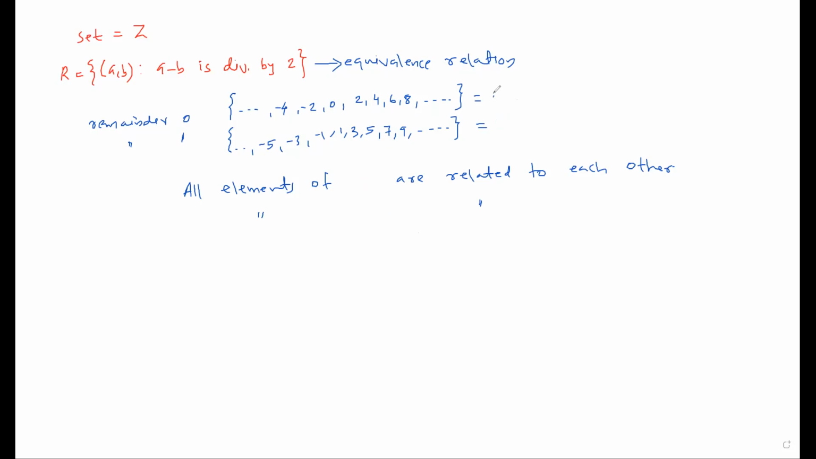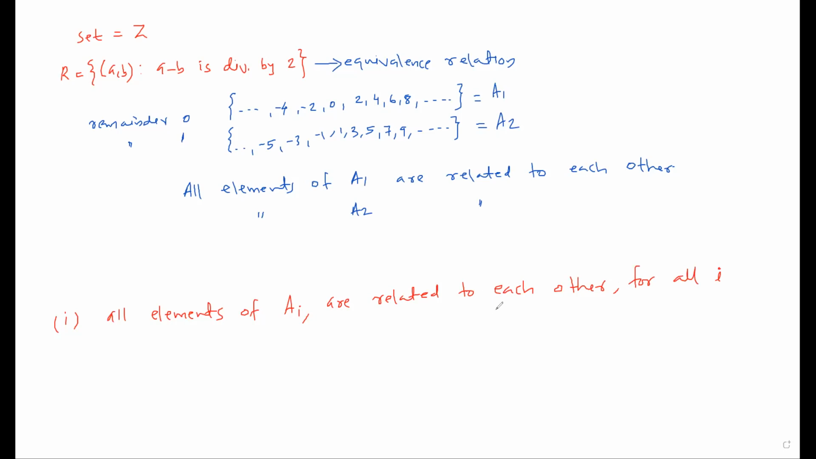You can give A1, A2. So here एक specialty ऐसे हमने देखा है कि all elements of Ai means A1, A2. There are 2 sets, so A1, A2. In some example, there may be more than 2 sets. So here all elements of Ai are related to each other for all i, isn't it?